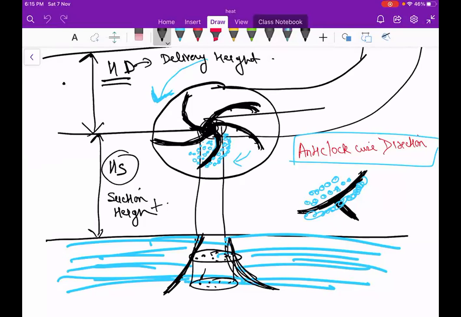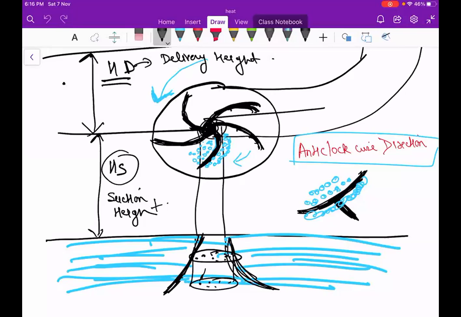What you will observe is that the water will move away from the center and towards the periphery of the casing. Here the casing is the glass. So the water moves away from the center and towards the wall. The same thing will happen here also. At the center, you can say there is no water available.